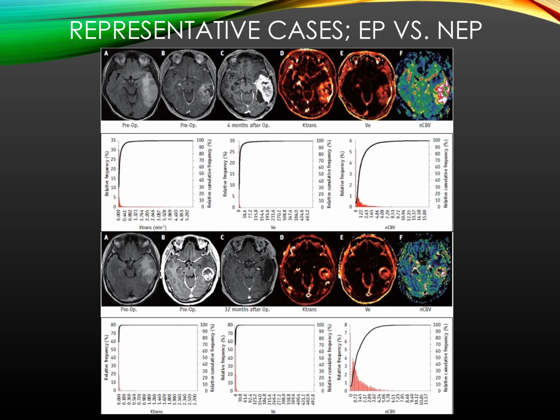The cumulative histograms of K-trans and VE of early progression reveal less steep inclination and a wider transition area when compared to the corresponding cumulative histograms of non-early progression, and this means that the early progression group has higher parametric values than the non-early progression group.